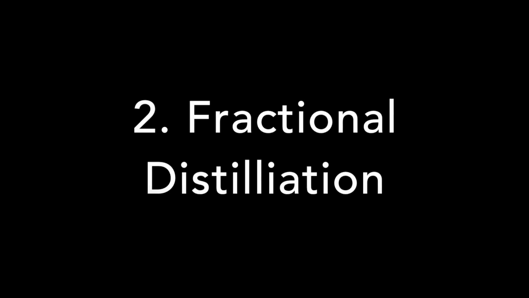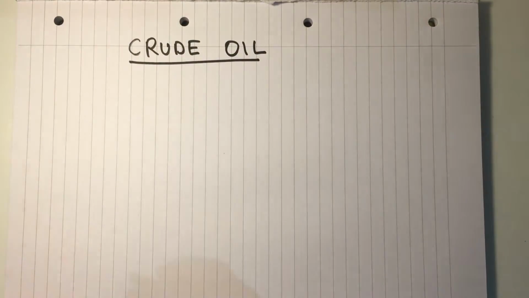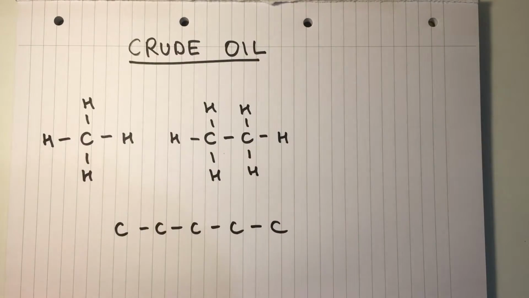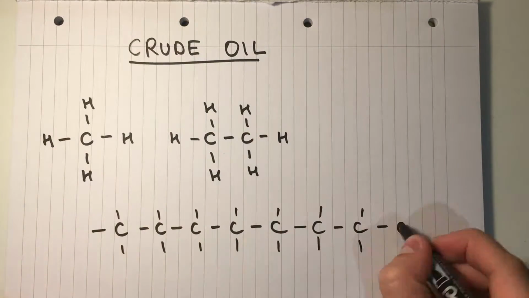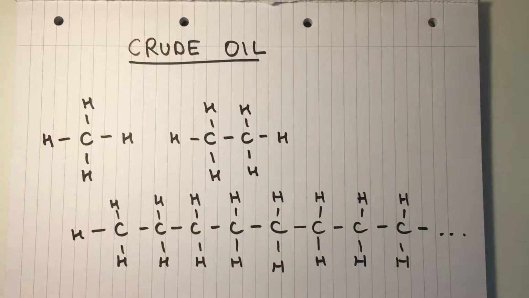The next step is fractional distillation. Crude oil is a mixture of different hydrocarbons, molecules that are made of carbon and hydrogen atoms. Each of the sizes represent a different compound, one of which is the motor oil. But how is it separated?